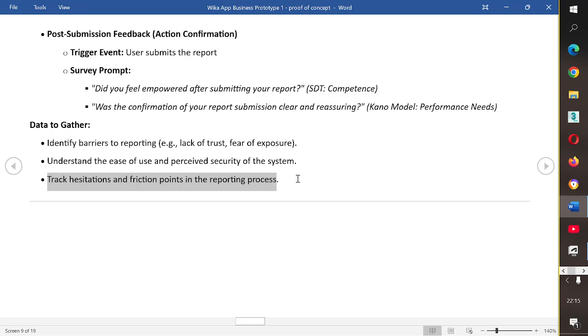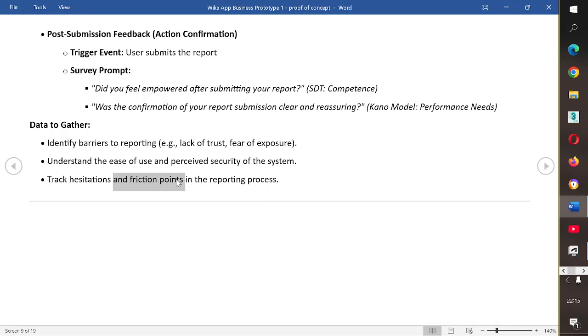Because some people get confused, so they delay. That's what we mean by hesitations. When they're hesitating, the analytics is picking up the hesitation, because they're delaying. And then, of course, friction points are where they may change their mind or go back and make a different selection or something.